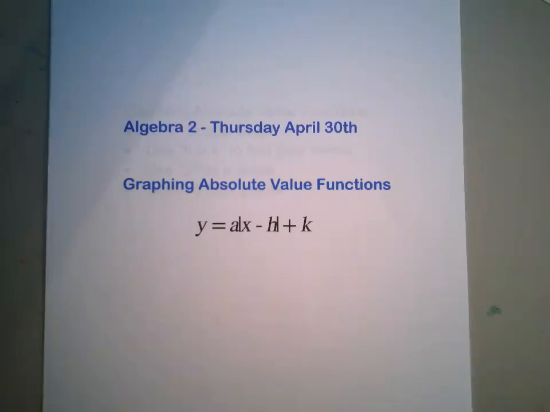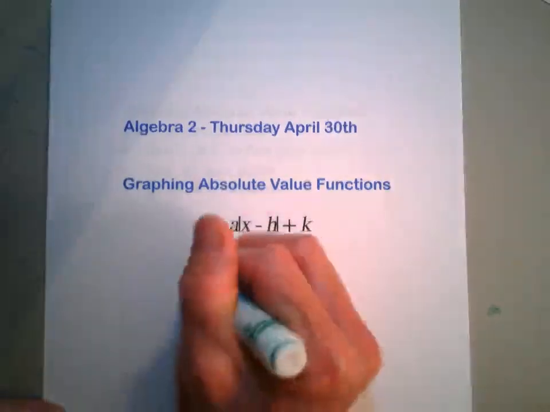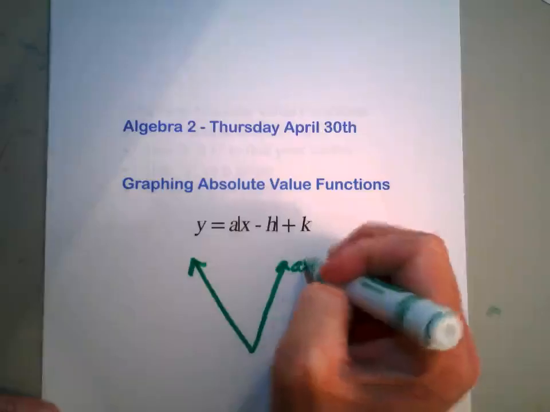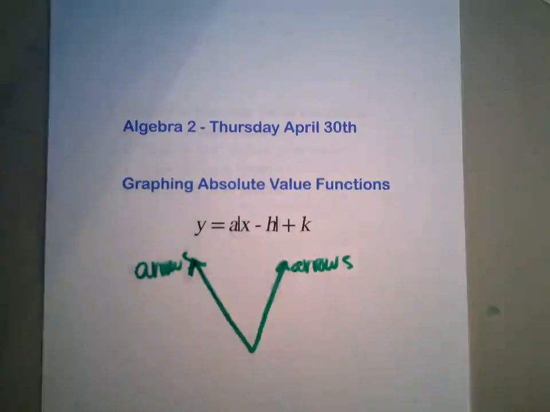All right, hey guys, let's finish off this week in Algebra 2 by graphing some absolute value functions. This is a graph that looks like a V. It's got arrows on both ends. Okay, and this is going to be done on paper, not on Delta Math. So that might make it a little bit easier for some of you guys.